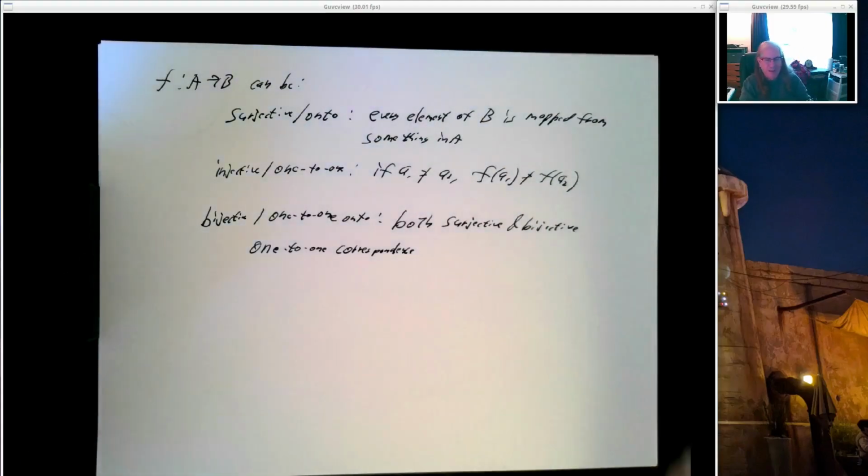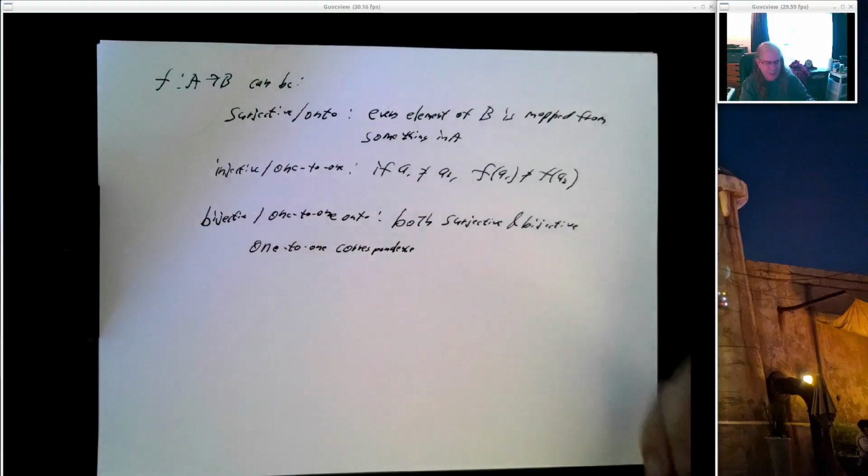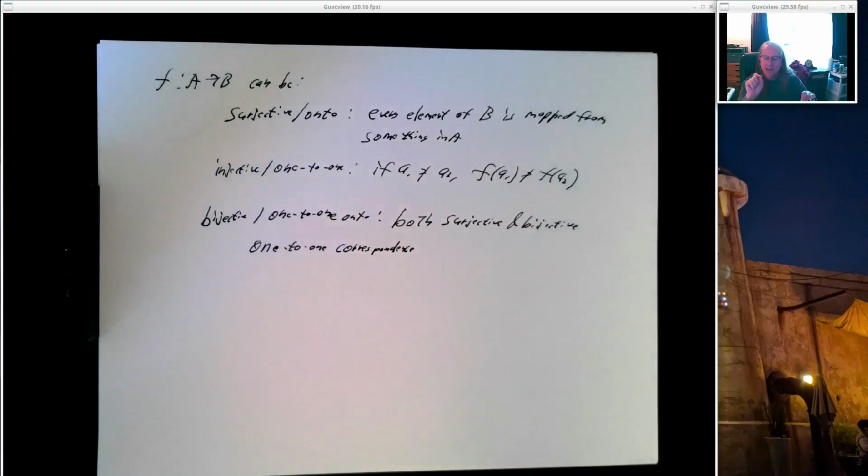Everything in A maps to everything in B, but each thing in A can be associated with one and exactly one thing in B, and vice versa. So that's a bijective map, and those are very important. We'll come up to those later on when we talk about the size of sets.